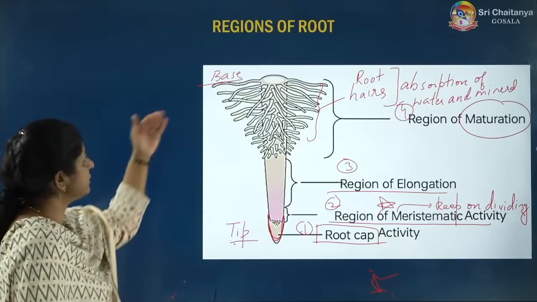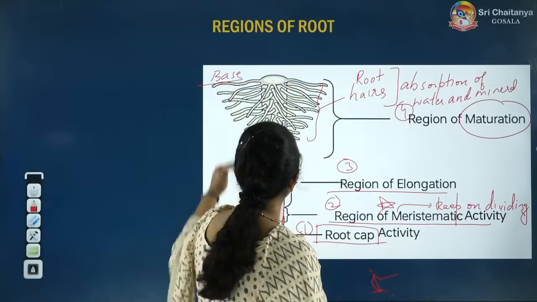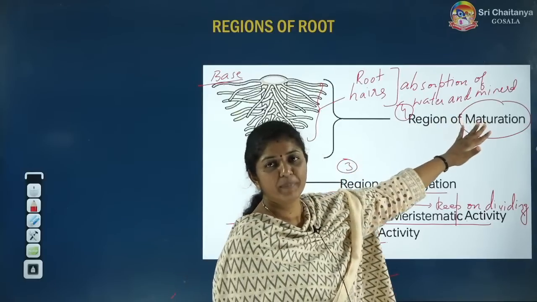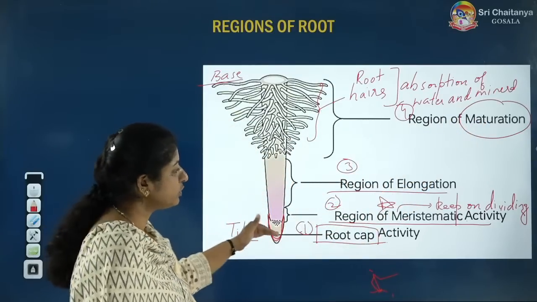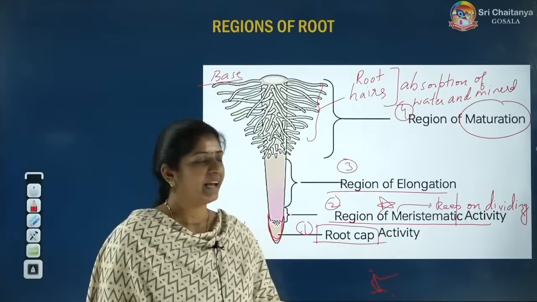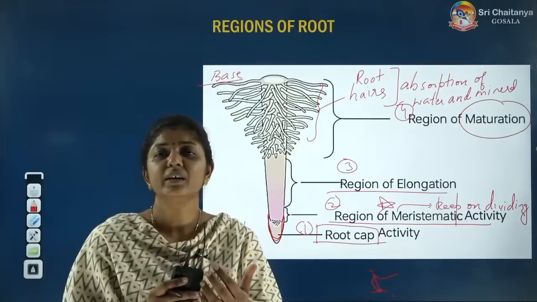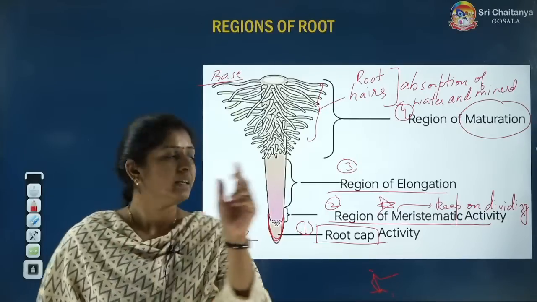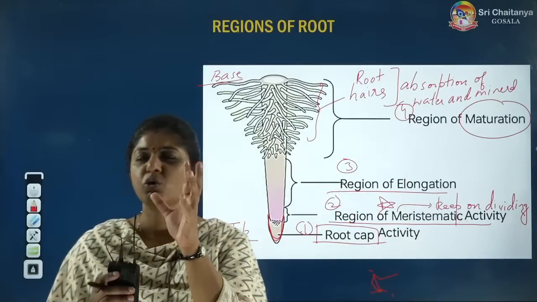Okay. So this is from base to tip. What do I have to take? If they are asking base to tip, then you should say region of maturation first, then region of elongation, then region of meristematic activity, then the root cap. Root cap is not a region actually. This is protecting the region, which one? That is the meristematic activity, that region, because they are very soft cells.